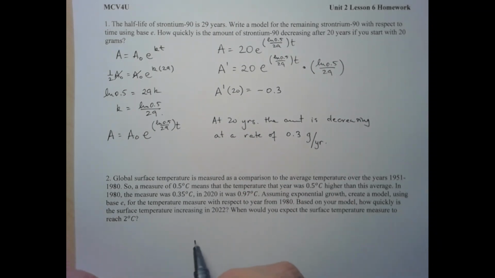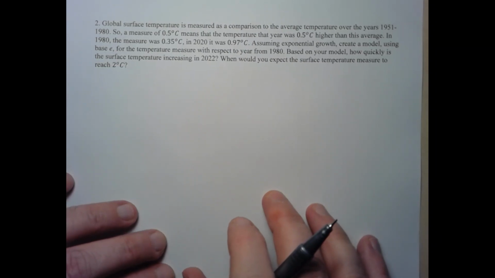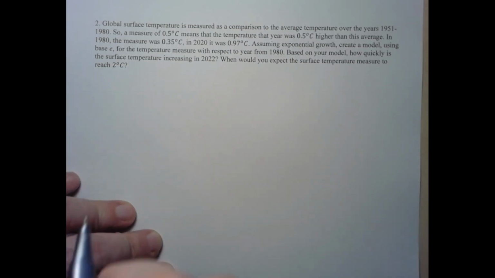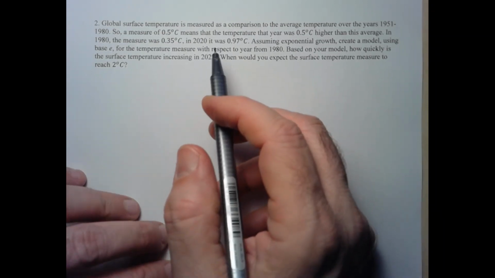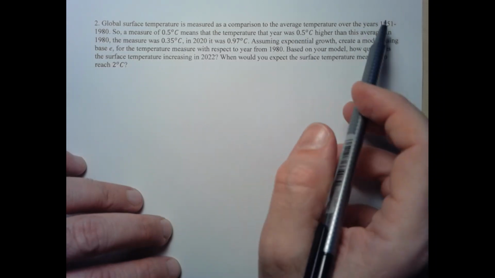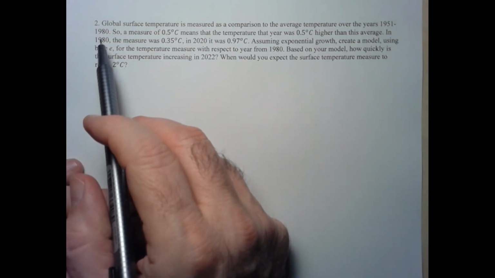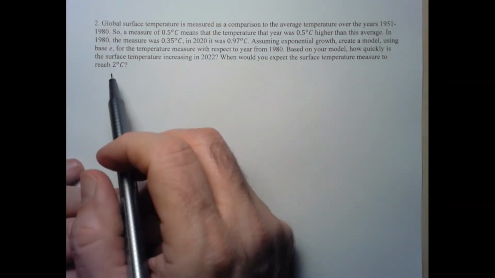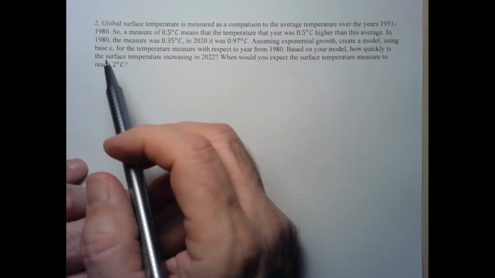Okay, so let's take a look now at question 2. So you can read the question in detail, but essentially we're trying to measure global temperature. And the way global surface temperature is given is it's not just given as the actual temperature, it's relative to some average measurement over the years 1951 to 1980. So if it's a positive number, it means you're above that temperature, and if it's a negative number, it means you're below that baseline temperature.